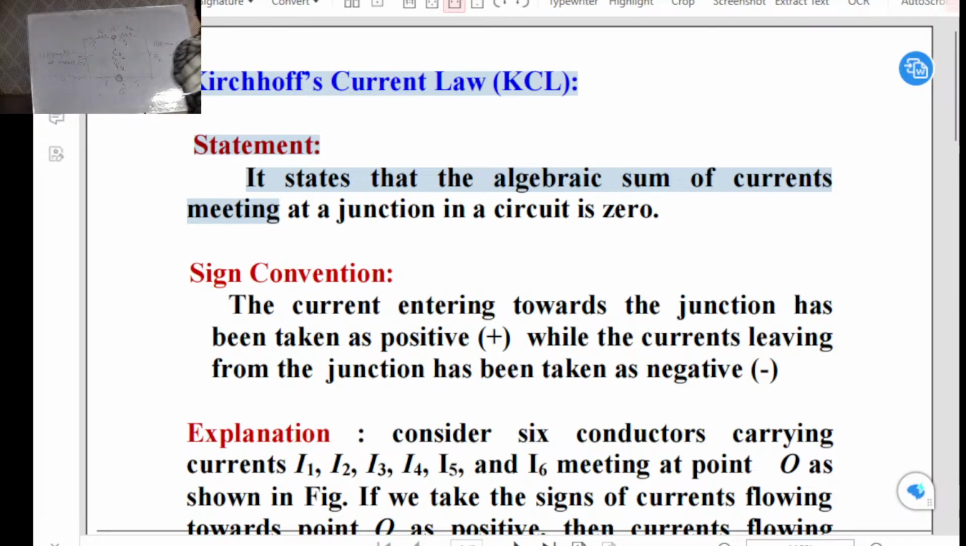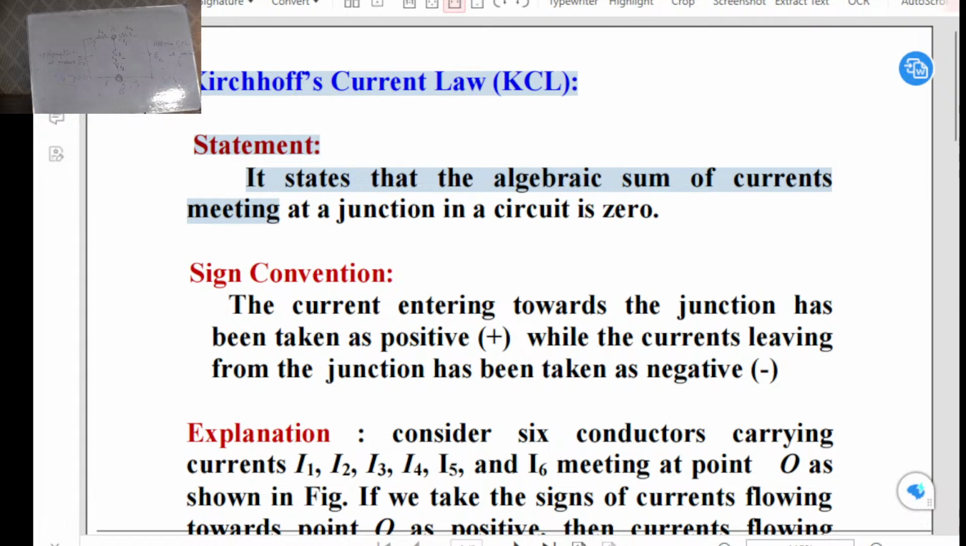So if we get any number of junctions, we have to apply it, and it should be 0 after solving the problem. Then it is a valid circuit diagram. Otherwise it is invalid, the currents are not sharing properly in the bulbs. After getting this, it's clear. That's why the statement: it states that the algebraic sum of currents meeting at a junction in any given circuit is 0. To get the answer 0, the sign convention is a must.